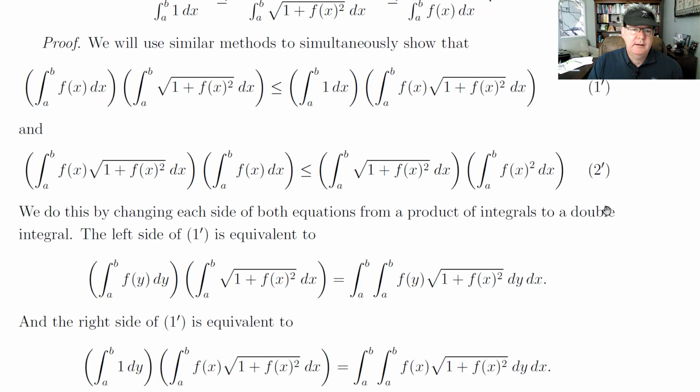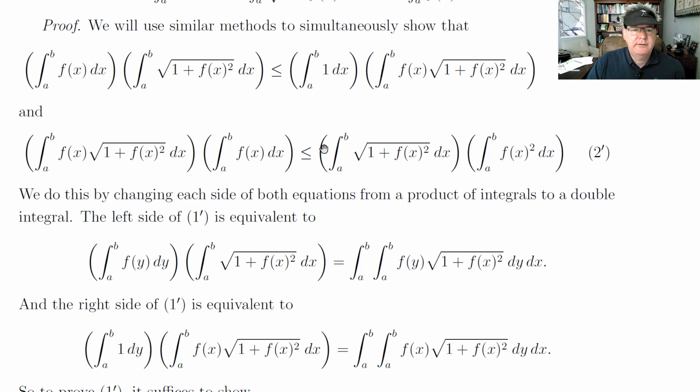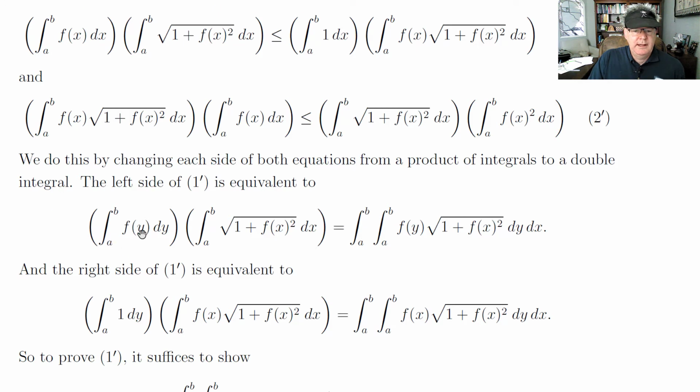And the way I do each proof is I look at this product of integrals and I turn it into a double integral. So you can just think of this as a dummy variable. So I change this f of x dx to f of y dy and change this integral of 1 dx to 1 dy. And that's what we have here. And then this integral times this integral is the same as this double integral. And similarly, this integral times this integral is the same as that double integral.